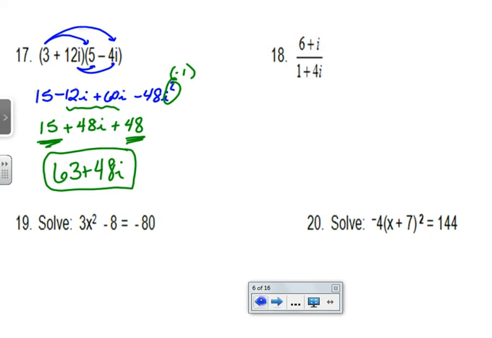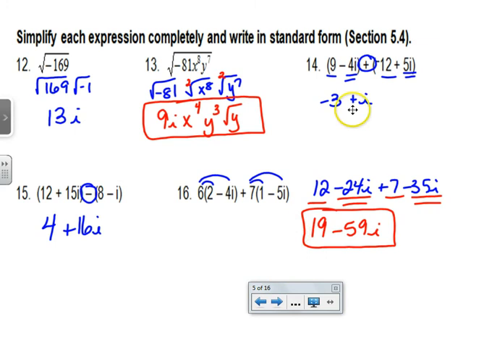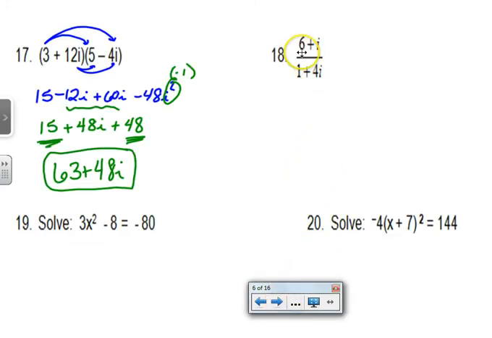Have you noticed all of our answers here have looked like a plus bi form? A plus bi, a plus bi, a plus bi. You're going to have that, and if you don't have a plus bi form, you're probably messed up, unless one of the components is 0.